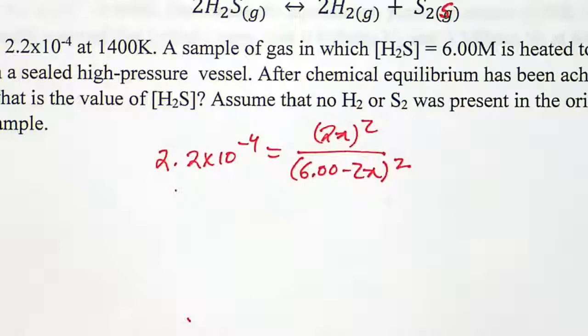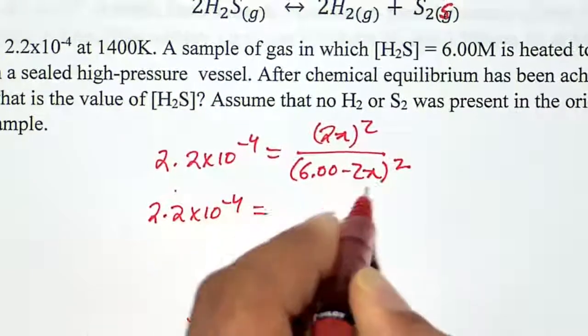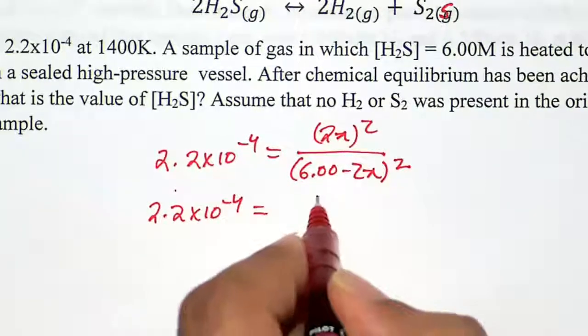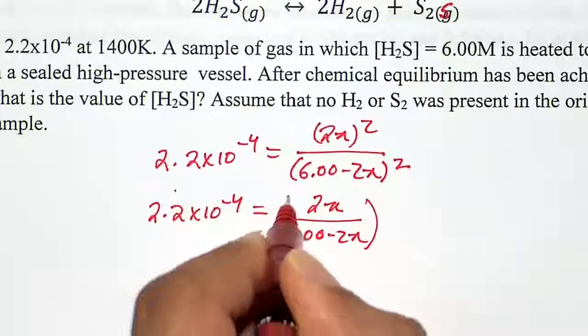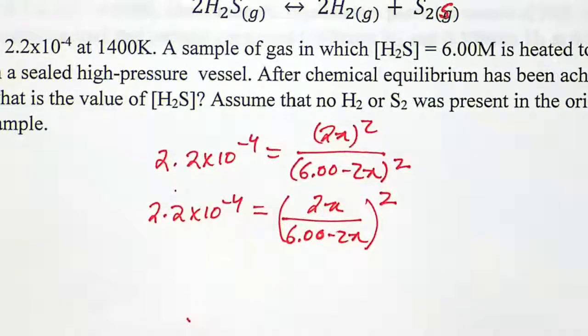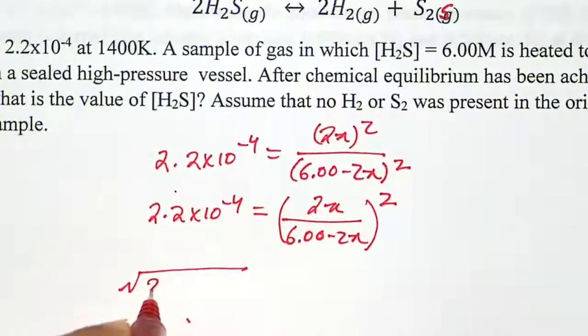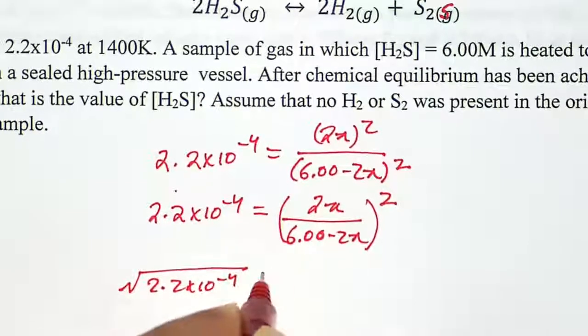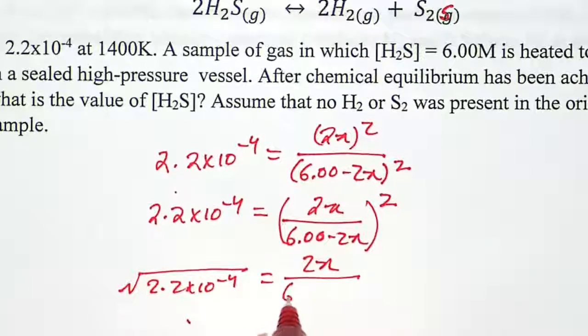So we have everything complete. All we have to do now is solve for x, which is our change, and then plug that value of x back into our equilibrium. So 2.2 times 10 to the minus 4 equals, I can make it a whole square, 2x divided by 6 minus 2x, and I'll just make that whole squared. And what I can do then is square root both sides of the equation. So by taking the square root of 2.2 times 10 to the minus 4, that actually pops out, and I'll get 2x divided by 6.00 minus 2x.